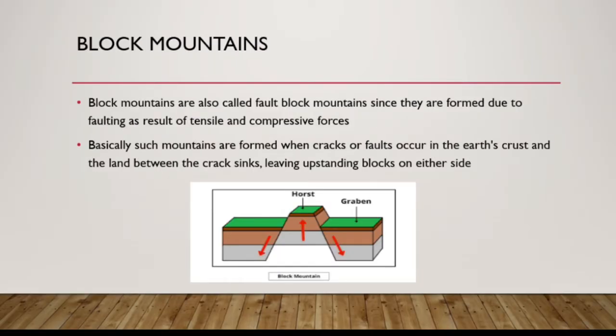Block mountains are also called fault block mountains, since they are formed due to faulting as a result of tensile and compressive forces. Basically, such mountains are formed when cracks or faults occur in the crust, and the lines between the cracks leave an outstanding block on their side. And this is how the block mountain is formed. This image shows how the mountain is formed.